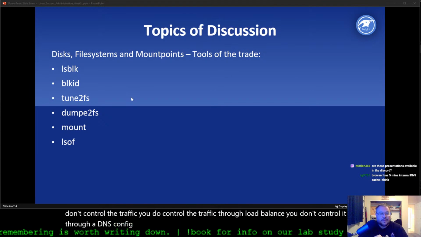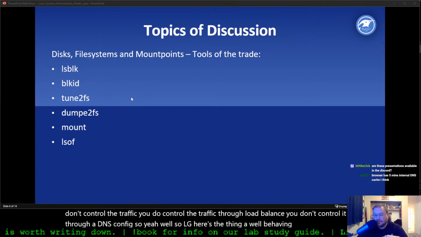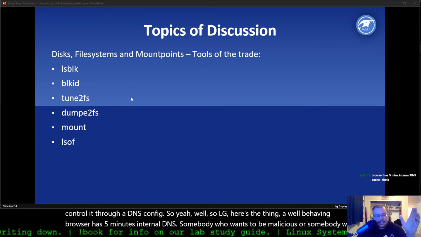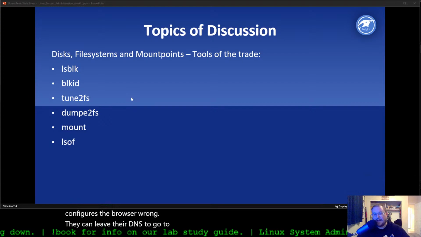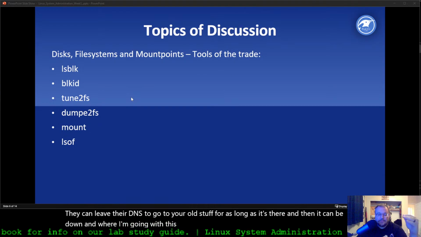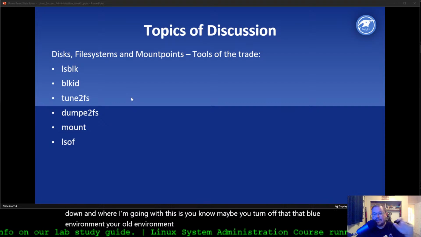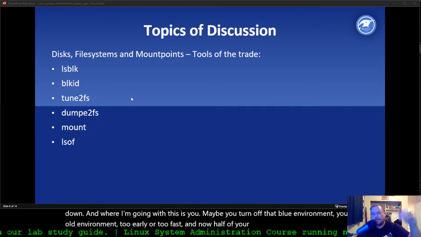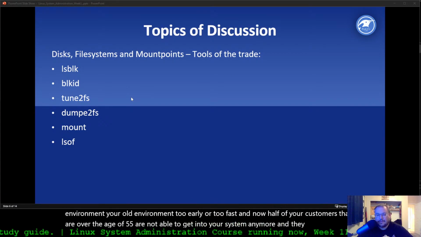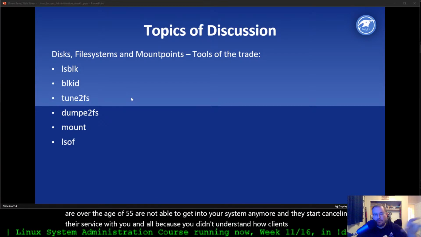So, LG, here's the thing. A well-behaving browser has 5 minutes internal DNS. Somebody who wants to be malicious, or somebody who configures their browser wrong, can leave their DNS going to your old stuff for as long as it's there, and then it can be down. Where I'm going with this is, maybe you turn off that blue environment, your old environment, too early or too fast, and now half of your customers that are over the age of 55 are not able to get into your system anymore, and they start canceling their service with you. And all because you didn't understand how clients worked and how control worked in a system, right?